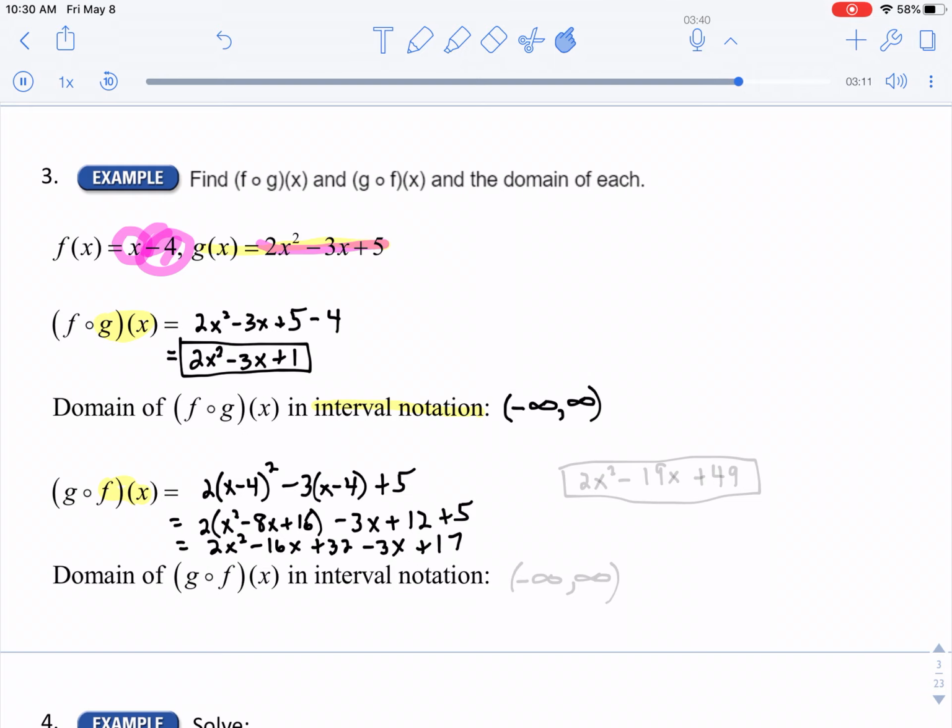All right, now I need to combine all my like terms and simplify this. So I get g of f of x is 2x squared minus 19x plus 49. And that's the answer. And again, its domain has no radicals, no fractions, nothing I have to be concerned about, so any number can go in there. So its domain is all real numbers, which is negative infinity to infinity, and that's the answer.